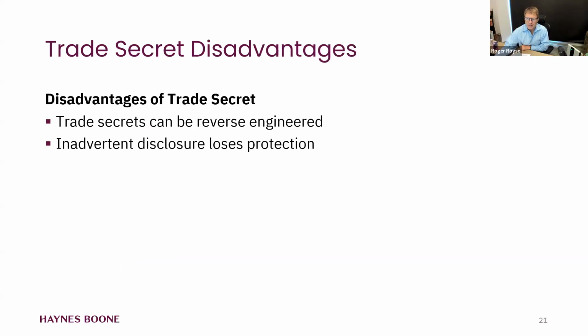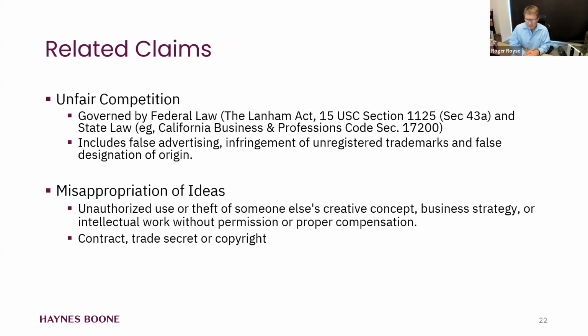There are some disadvantages to trade secret and advantages to patents. So trade secrets can be reverse engineered. If somebody reverse engineers your trade secret, you've lost your trade secret protection. With patents, you're disclosing to everyone, and you're relying on the federal court system to enforce your rights. And again, as we mentioned, if you inadvertently disclose the trade secret through no wrongful acts, it loses its trade secret protection. Okay, let's talk about some related IP claims, because we're going to dig into the stuff you might not be thinking of, but maybe should.